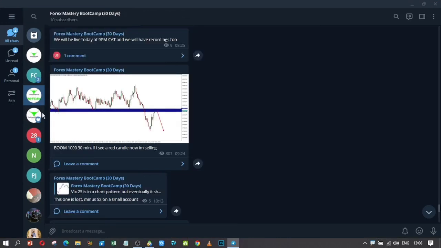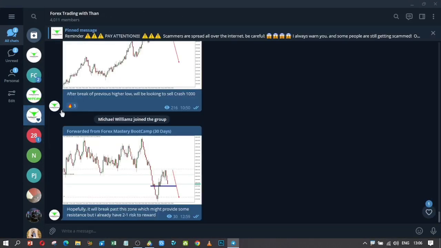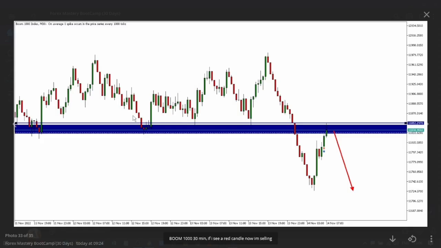I placed this trade and shared it with the members of the Forex Mastery Bootcamp, and also in my free Forex trading group, as you can see on Telegram right here. So I want to break down this trade, how it went, and how I got this trade before I placed it. This is the picture that I sent out showing you to place the trade at this zone right here, expecting prices to drop. So let me show you the breakdown of the analysis, how I decided that this can be a high probability trade.